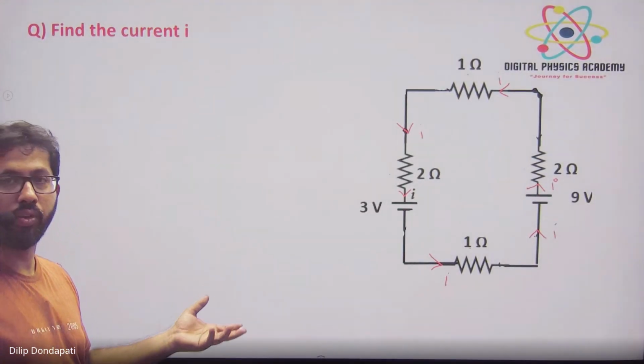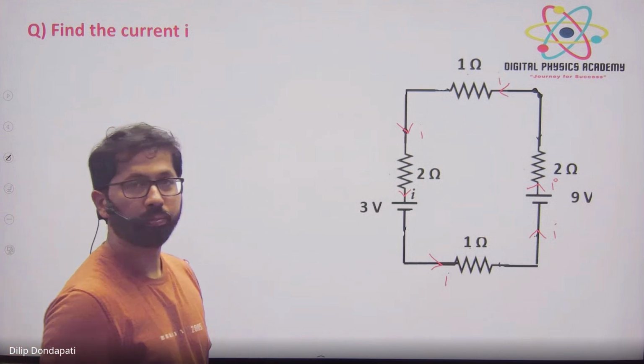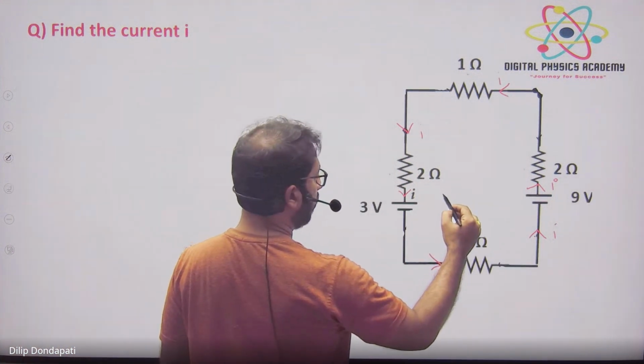Now you take clockwise or anti-clockwise, your wish. Wherever you want to go. Which one will you take? Clockwise or anti-clockwise in this way. Any direction. Do you want to take anti-clockwise or clockwise? Okay, clockwise you want to go.